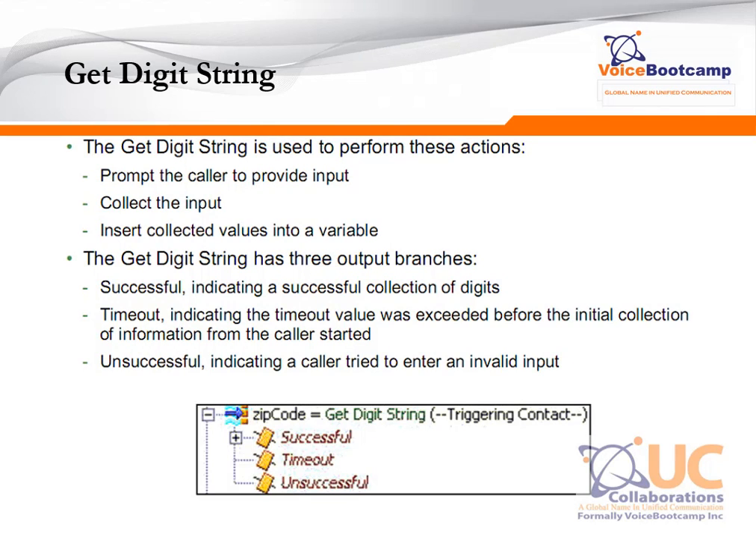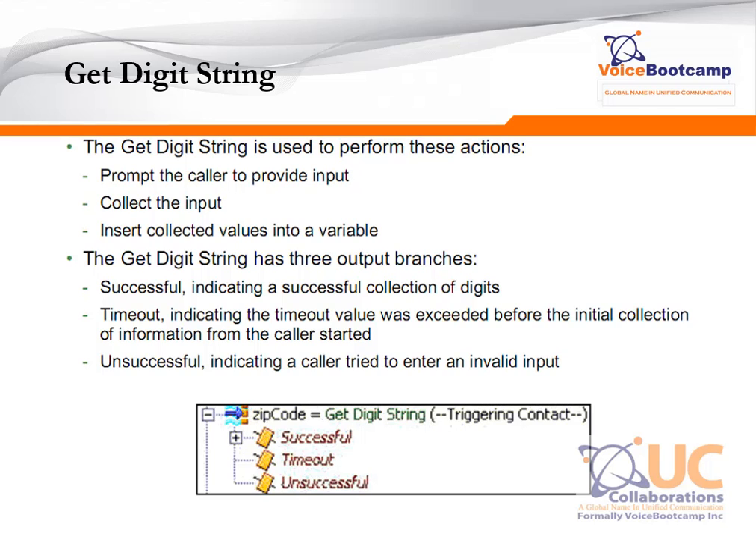GetDigitString is a step that is part of your media steps and can be used to prompt the caller to provide information, such as when a call comes in, you can ask the caller, please enter your account number. And using that GetDigitString, you can advise a caller what to input, collect the input, and then take the input and store it into a variable.